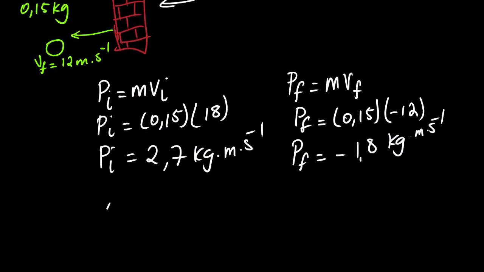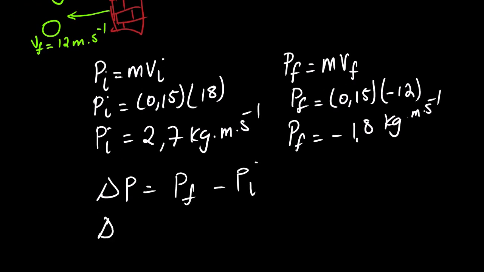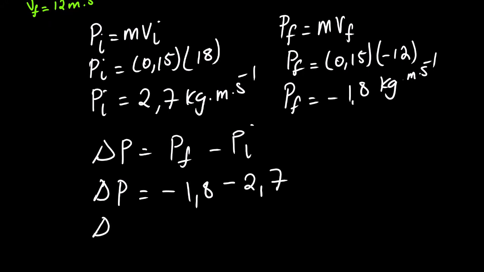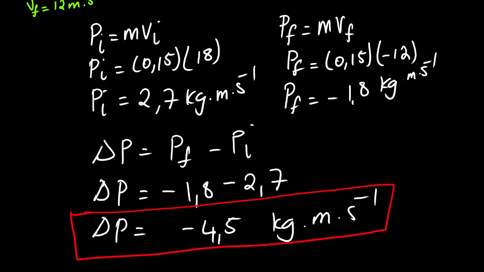And then from here we can use this equation. So our final momentum is negative 1.8 minus the initial is 2.7. So the change in momentum will be negative 4.5 kg meters per second. So we can see that the direction of the change in momentum is to the left.